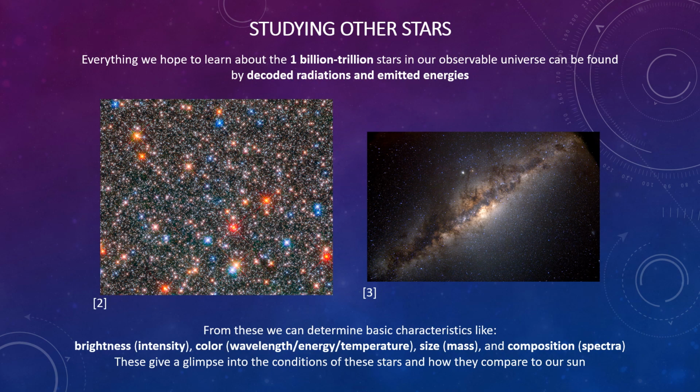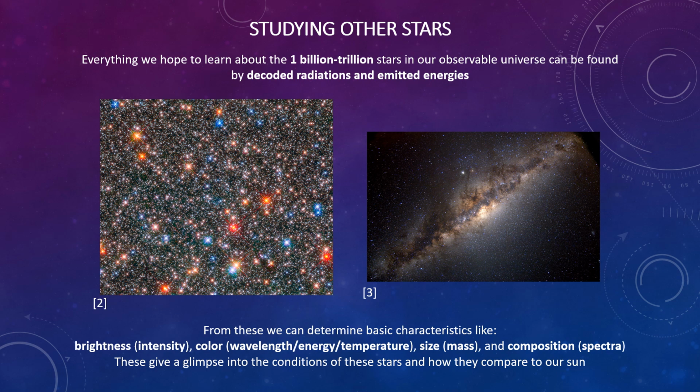Stars are incredibly common in the universe, and everything we can hope to learn about them and all of these billions and trillions of stars can be done from decoding their emitted radiation and the energies that we can see in that radiation. From that, we can determine the characteristics of the stars, like how bright it is, like the intensity of the light. We can determine what color the star is from its wavelength and the energy, as well as the temperature. We'll learn how color is related to all of those.